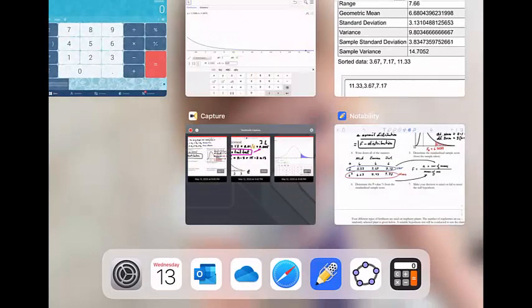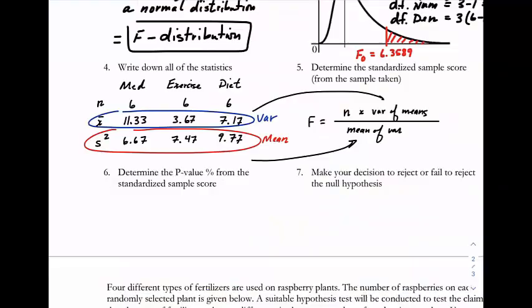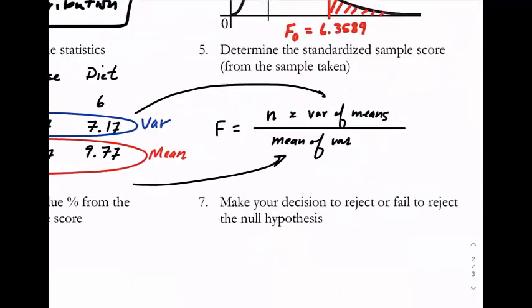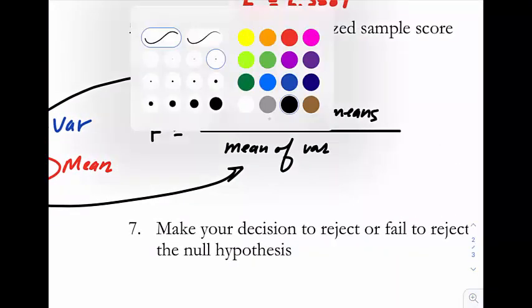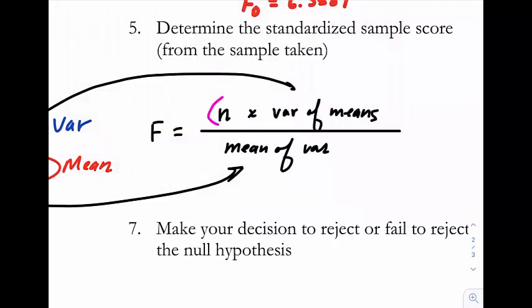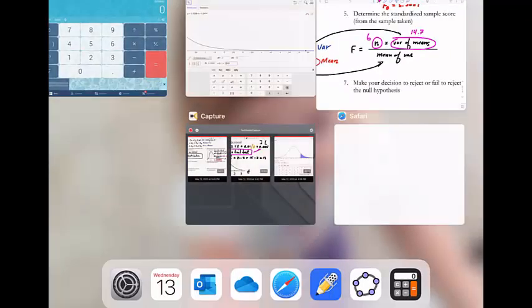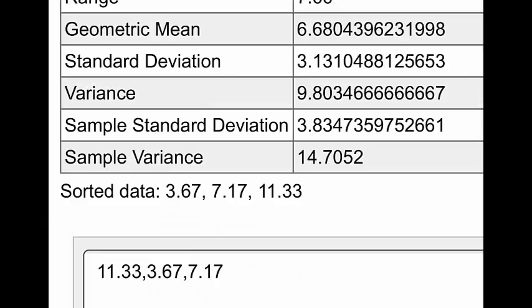Okay, let me jump back over here. So again, filling in the blank here. We know that N, the sample size from each group, is 6, and then we just grab that one there. That's that 14 point, what was it, 7, what was that number? 7052.